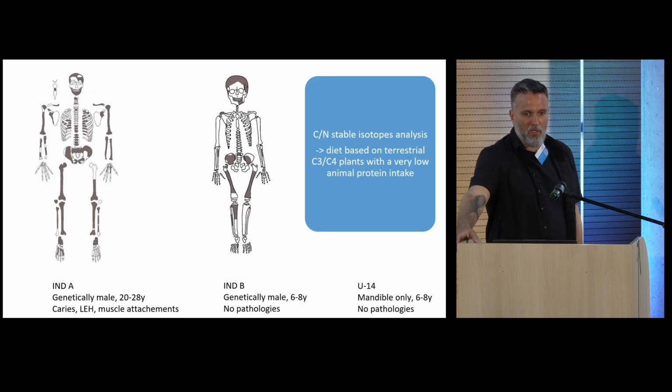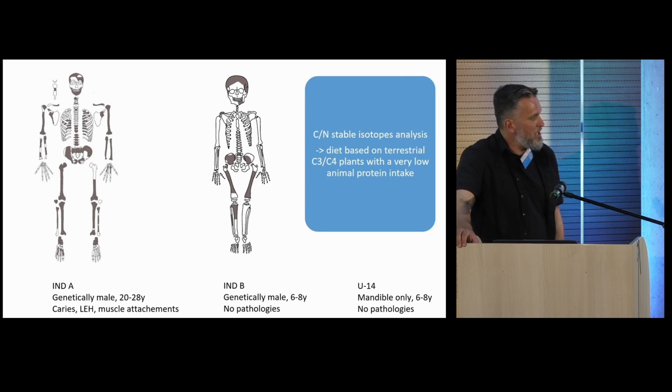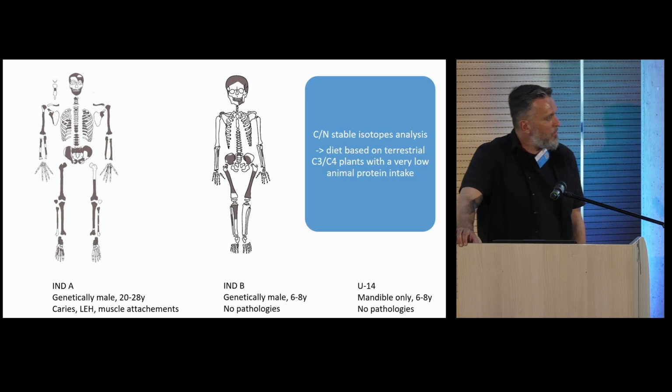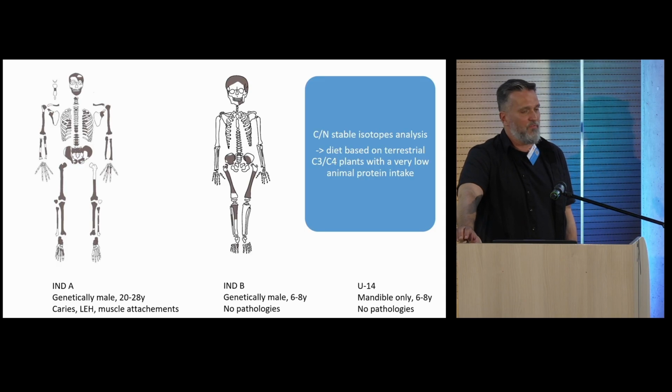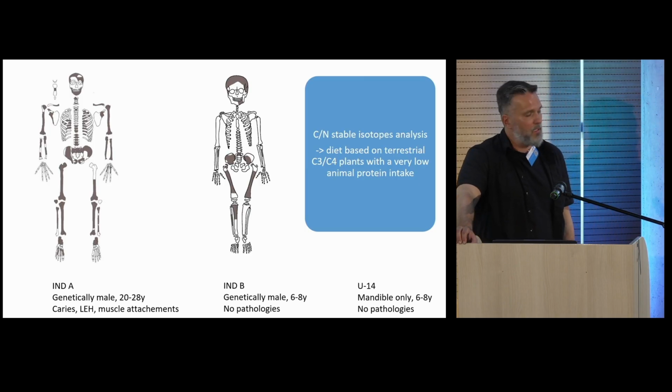We also did ancient DNA, in collaboration with Cosimo Posth from the University of Tübingen, so we know that the younger adult was genetically male. The other individual was a young boy, 6 to 8 years old. The boy didn't show any pathological lesions. However, on the young male, we have a whole range of lesions, very frequent in every archaeological population from prehistory to modern times: carious lesions, very pronounced muscle attachments, and very strongly expressed linear enamel hypoplasia on his anterior teeth.